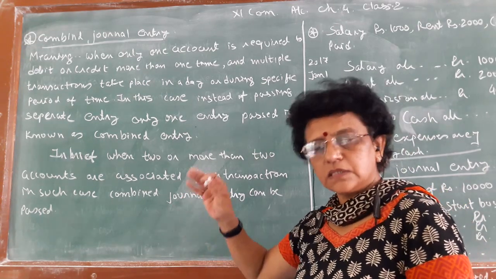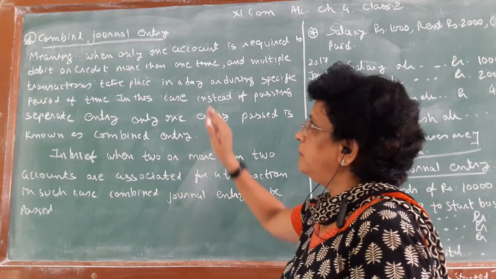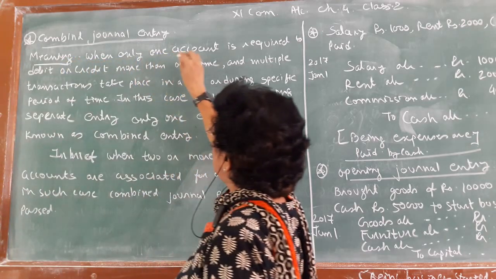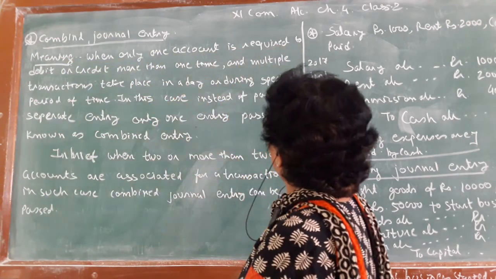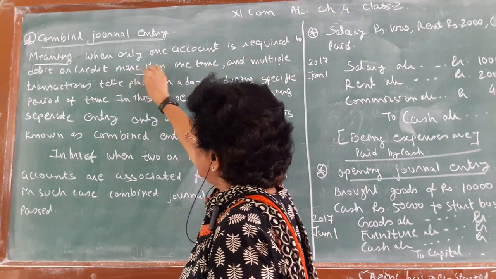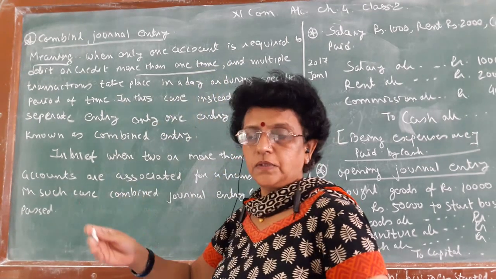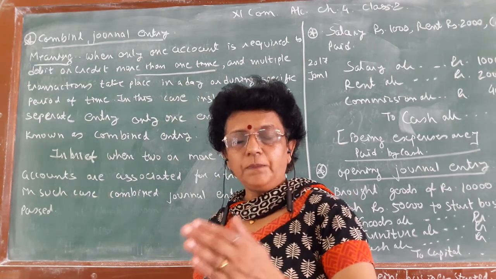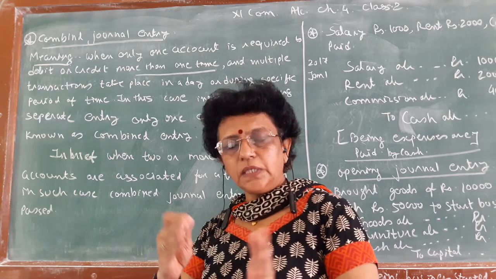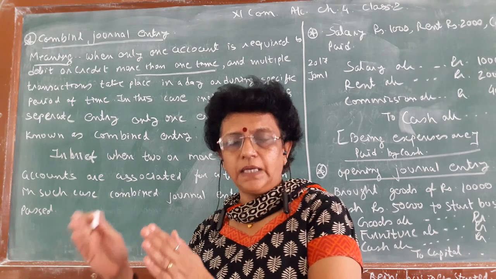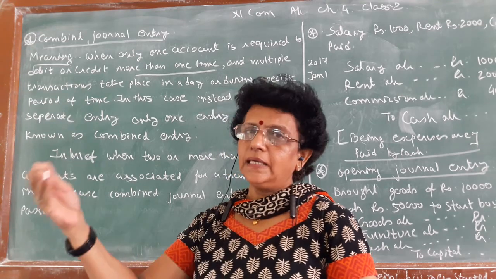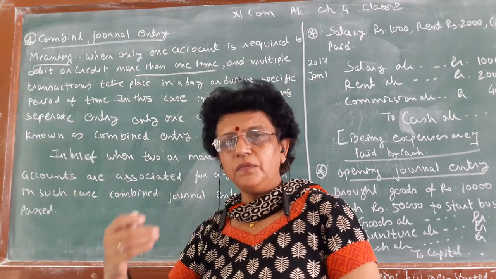Let us first understand the meaning of combined journal entry. The meaning says that when only one account is required to be debited or credited many times, see, repeatedly you have to record more times. Take an example: salary paid, wages paid, commission paid, rent paid. When you have these types of expenses occurring together in a day and all are paid by cash, so cash is a common word.